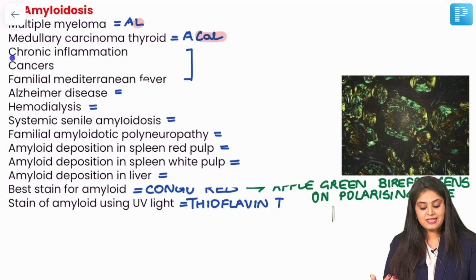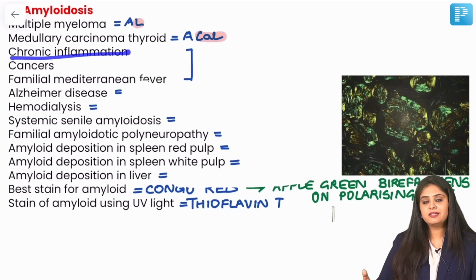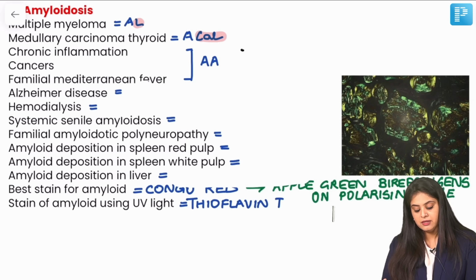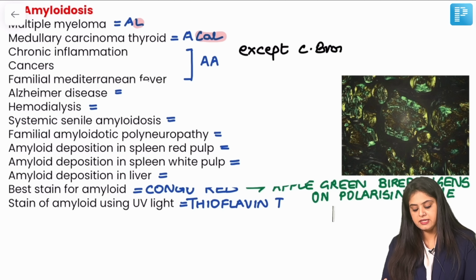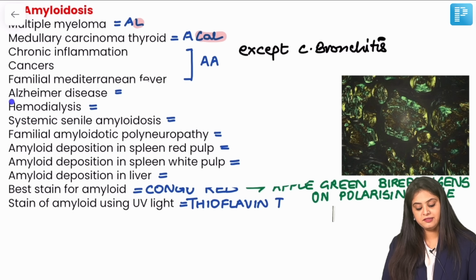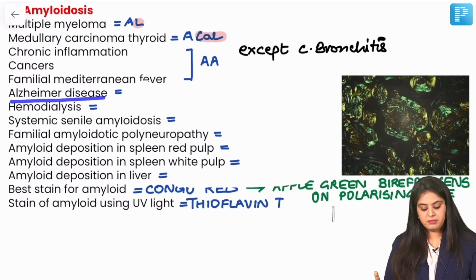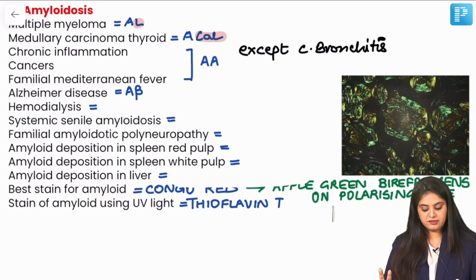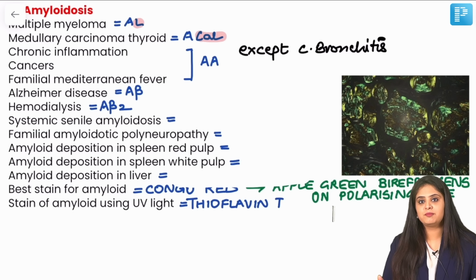Then coming to any kind of chronic inflammation like chronic appendicitis, chronic pancreatitis, chronic osteomyelitis, any kind of cancer and any kinds of fevers will show you AA type of amyloid. But you know the examiner loves exceptions, so all chronic inflammations show you AA type of amyloid except chronic bronchitis, which does not show you any amyloid deposition. Coming to the next, that is Alzheimer's disease. Remember, one brain, one beta, so it is A beta, whereas hemodialysis is kidney, so two kidneys and two beta, so that is A beta 2 type of amyloid.